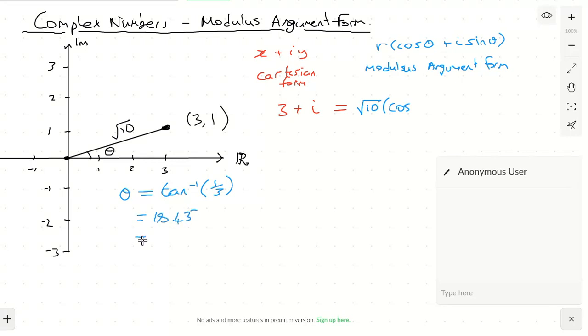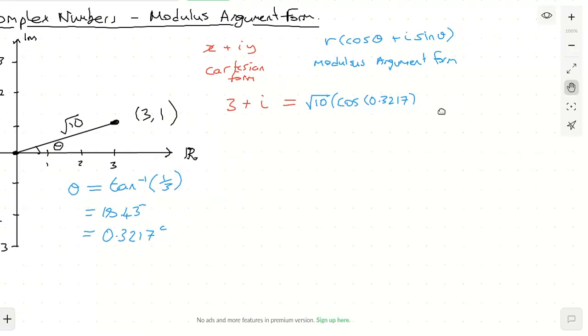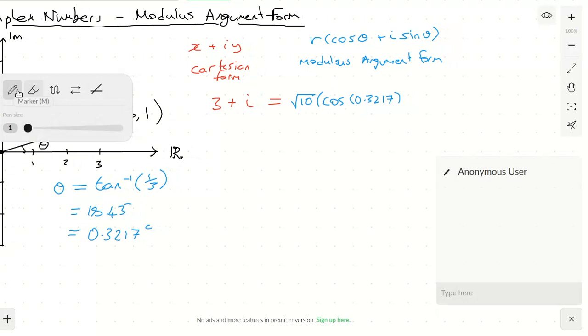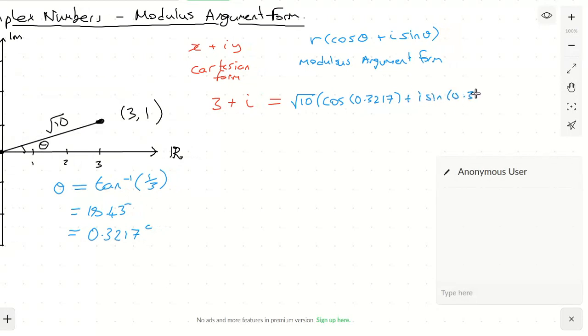We don't normally work in degrees now, we're all grown up, so let's turn that into radians. We normally work in radians, very rarely in degrees, so let me just change my calculator to radians. Let's get grown up about it. 0.3217. And so I'm going to call this cos of 0.3217, and then plus i sine of 0.3217.